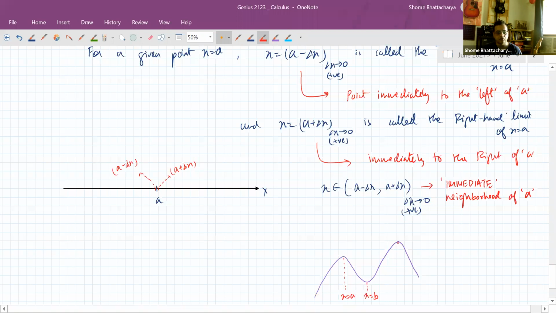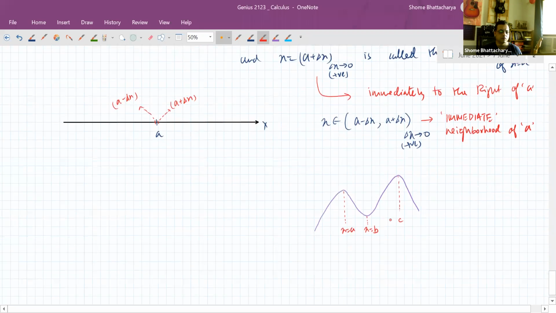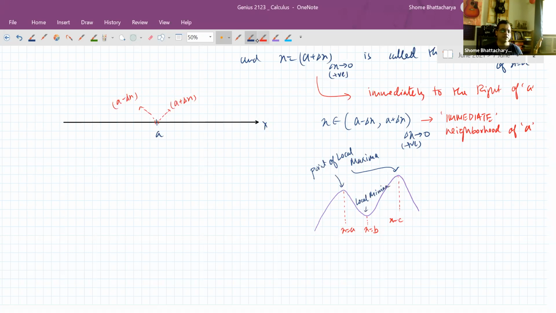And similarly, if you look at the point C, in this case, it may be the global maxima, but it is also a local maxima. So we will define this as a point of local maxima. And a function can have any number of local maximas. Whereas this one is a point of local minima. So now we have this kind of a definition based on local neighborhood.